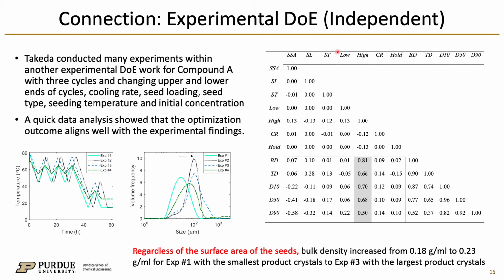A quick data analysis also showed that the correlation between the high end of the temperature cycling and the D50 and D90 values is significant, and consequently the bulk density values increased, which all affect the manufacturability during downstream processes.